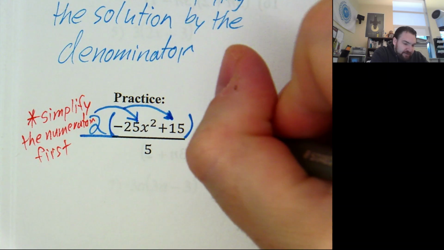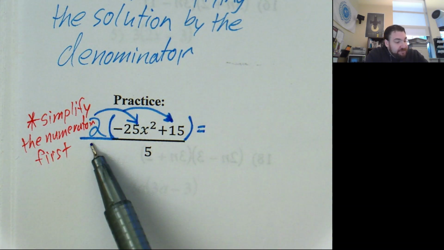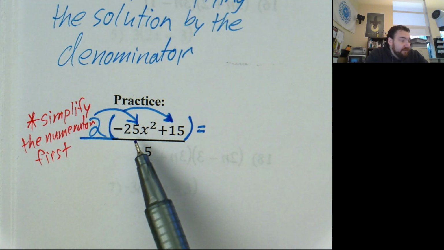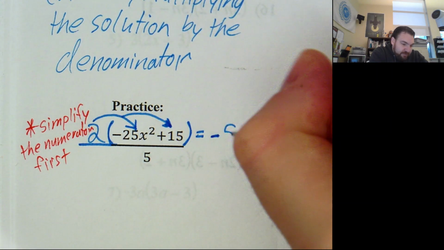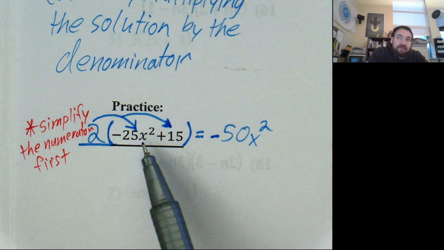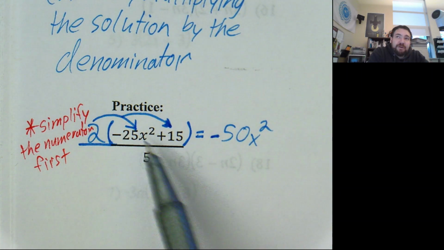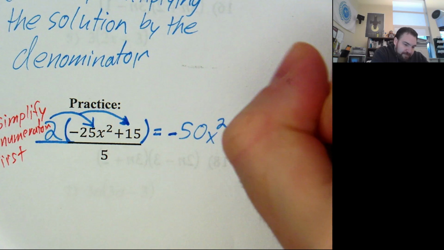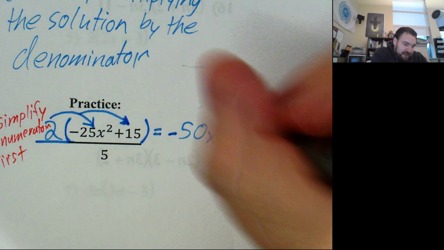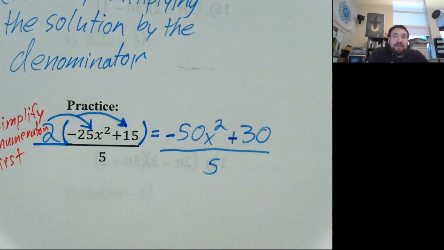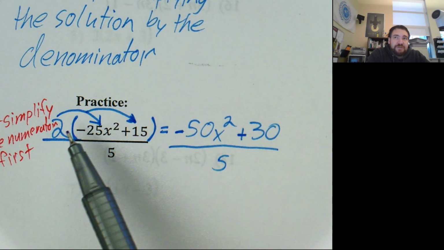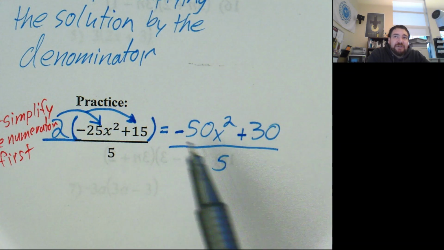And what I'm going to get here, if I multiply that 2 in, 2 times negative 25 is negative 50x squared. There's no x here to multiply with that x squared, so it just comes along for the ride. And then 2 times 15 is going to be positive 30. And we're dividing that whole thing by 5. So it's just 2 steps. This is what we did on Thursday plus what we're adding in here today. So I've distributed this in, and now I can treat the division here properly.